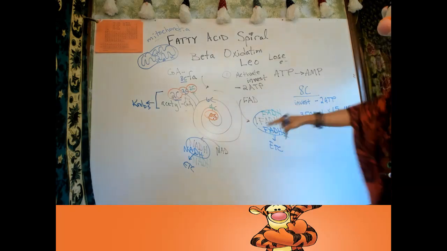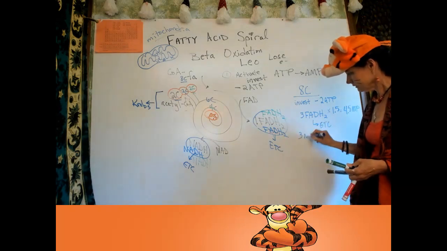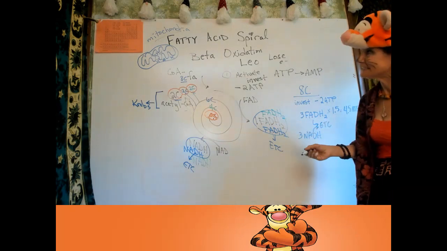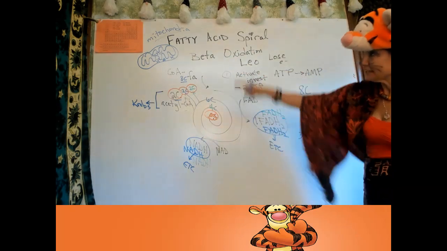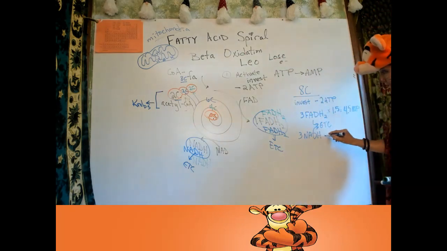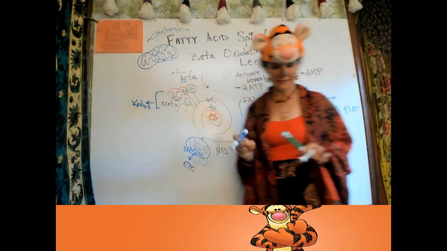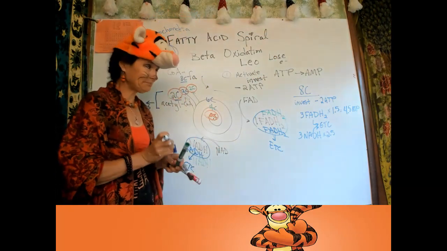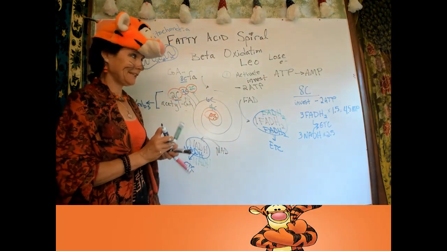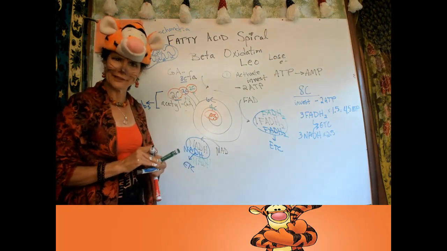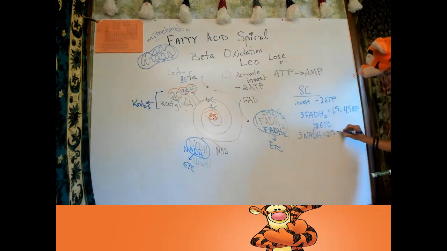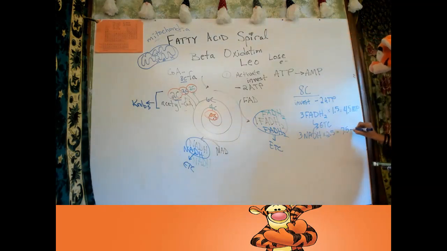We also got 3 NADHs, which also go right there to the ETC. These NADHs and FADH2s are already in there, and they're each worth 2.5. You're probably not going to do this math in any other class. These numbers are slightly different in different books because the original numbers they realized were optimal and not reality. So even these numbers are fudged. So 3 times 2.5 is 7.5 ATPs.